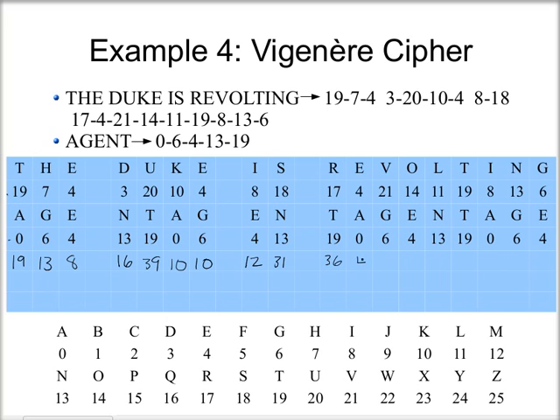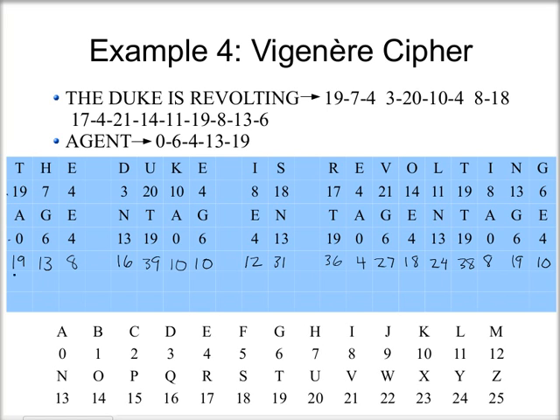4 plus 0 is 4. 21 plus 6 is 27. 14 plus 4 is 18. 11 plus 13 is 24. 19 plus 19 is 38. 8 plus 0 is 8. 13 plus 6 is 19. And 6 plus 4 is 10.